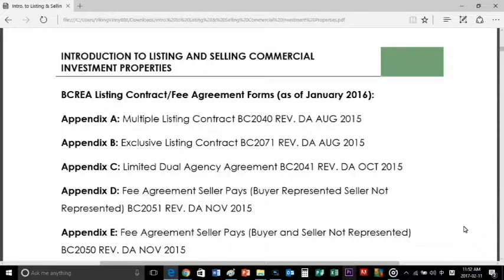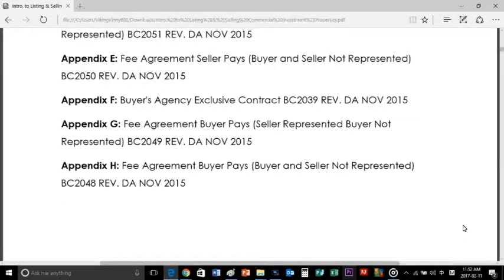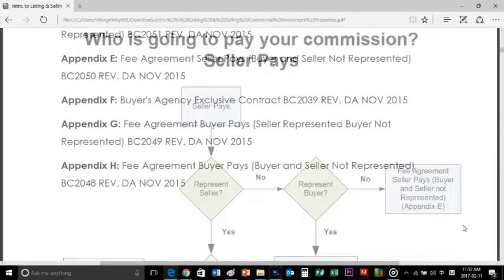BCREA listing contract fee agreement forms as of January 2016. Appendix A. Here's a list of all the different forms. So there's a multiple listing contract. B, Appendix B, exclusive listing contract. C, limited dual agency agreement. D, fee agreement, seller pays, buyer represented, seller not represented. E, fee agreement, seller pays. F, buyer's agency exclusive contract. G, fee agreement, buyer pays. H, fee agreement, buyer pays.